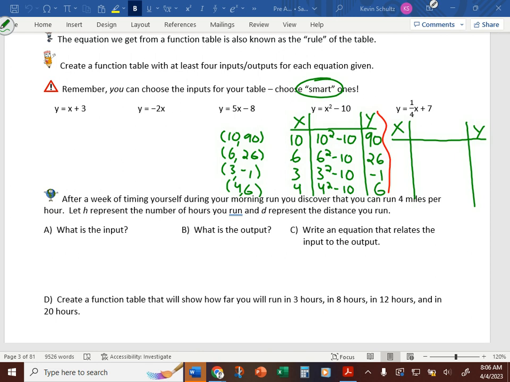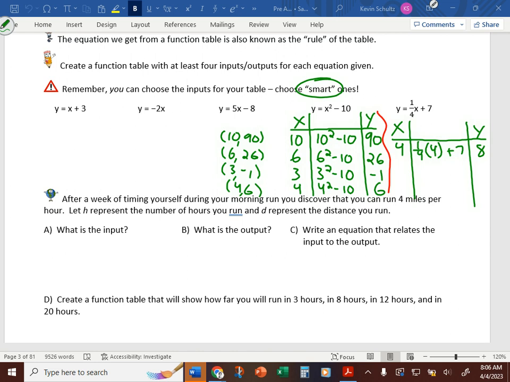Anthony, 4. Why is 4 smart? Because like 1/4 times 4 is 1. Yeah, okay. We're taking whatever value that we pick times 1/4, and does 1/4 of 4 work out evenly? Yeah, 1/4 of 4 is 1, right? And then 1 plus 7, we would get a y value of 8. Give me another smart value here.